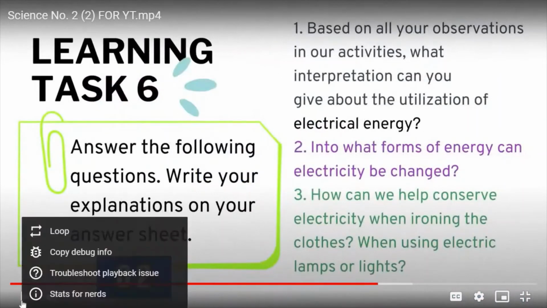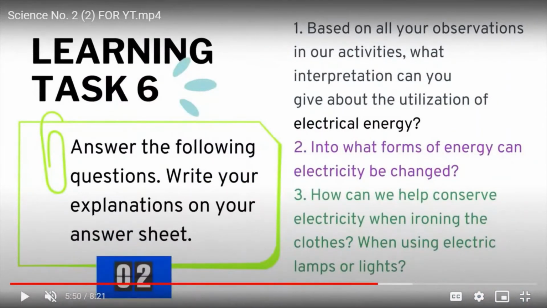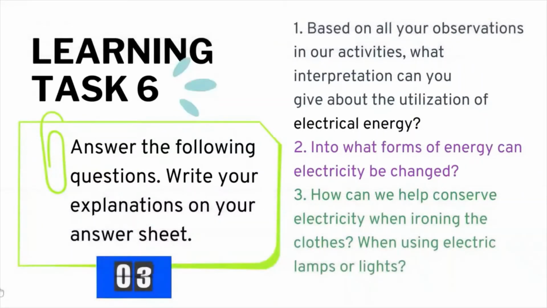For learning task 6, you're going to answer the following questions. Write your explanations on your answer sheet. Okay, so these are the questions. Based on all your observations in our activities, what interpretation can you give about the utilization of electrical energy? Into what forms of energy can electricity be changed? How can we help conserve electricity when ironing the clothes, when using electricity, lamps, or lights? Okay, let's try to answer.